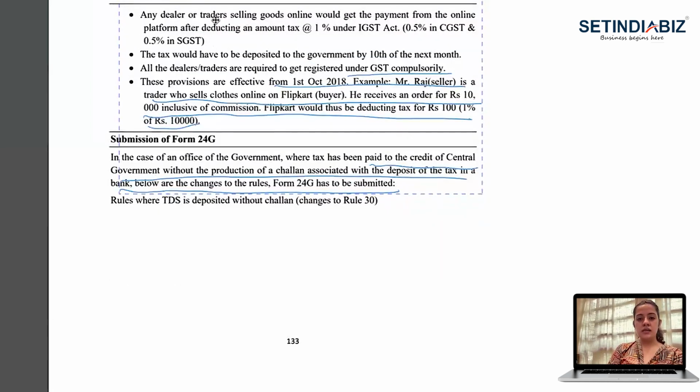Any dealer or trader selling goods online would get the payments from the online platform after deducting tax at 1% under the IGST Act, 0.5% in CGST, and 0.5% in SGST. So now we will discuss GST completely in the coming slides. So it's just saying that if there is any dealer or trader selling goods online and they are getting payment from the online platform, then they get the payment after deducting the tax at 1%.